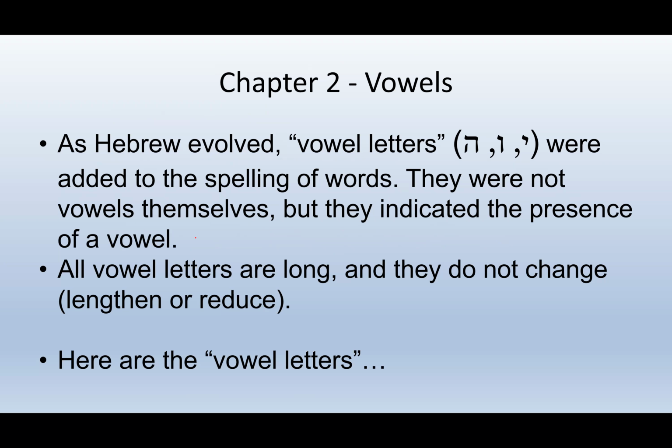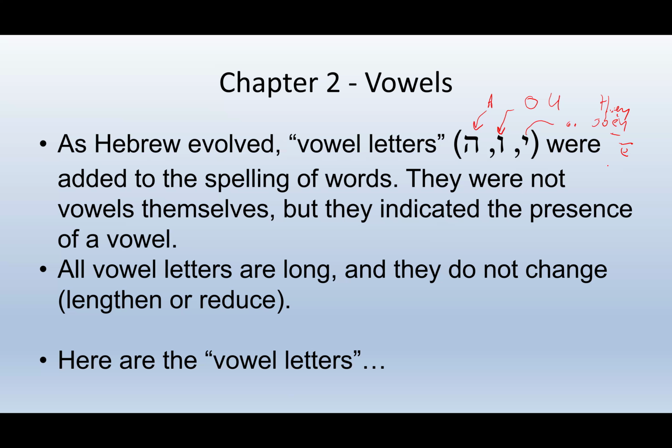And so I used this and I thought, well, if it's got a vav in it, there is a good chance that that's going to be a U vowel or it's going to be an O vowel. Knowing this about the vowel letters can help you. If you see the hey, it's probably going to have an A vowel. And then the yod could be like the tsere, as in "obey," that E or "they." Or it can have the long E sound, E as in "machine." So anyway, it can help you to figure that out if you end up in a situation where you're looking at Hebrew text without vowels.